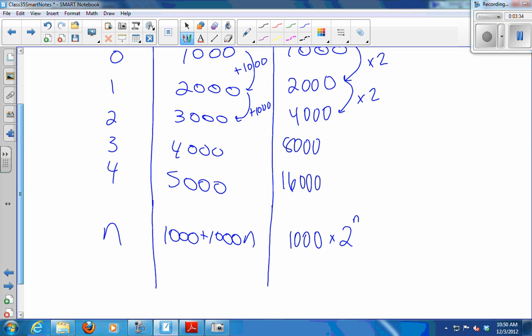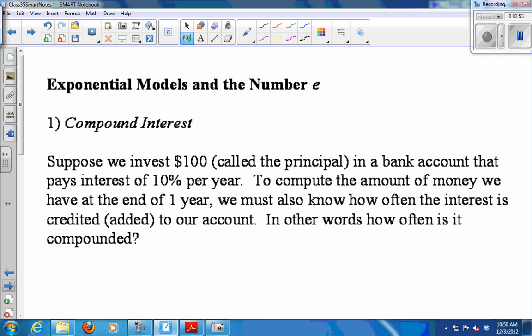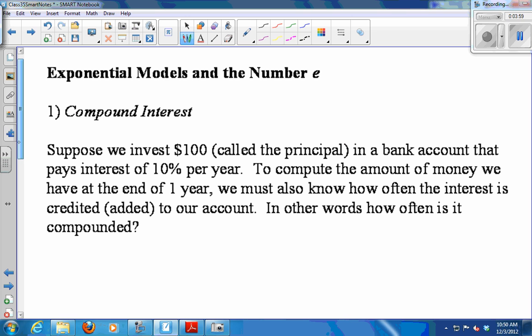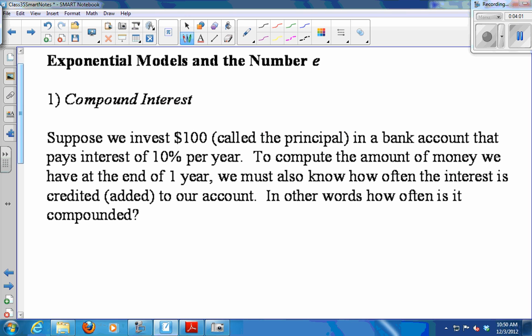So one classic example of exponential growth, aside from populations, is money. When you invest money, it grows exponentially. It doesn't double, unfortunately. So compound interest is a form of exponential growth, and it differs from simple interest.